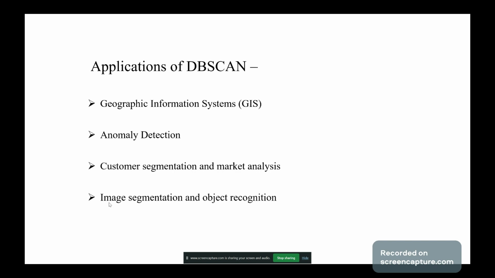So these are just a few examples of the diverse range of applications where DBSCAN has been successfully applied. Its versatility, robustness, and ability to handle noisy data and high-dimensional data make it a valuable tool in various domains, including data mining, machine learning, and spatial analysis.